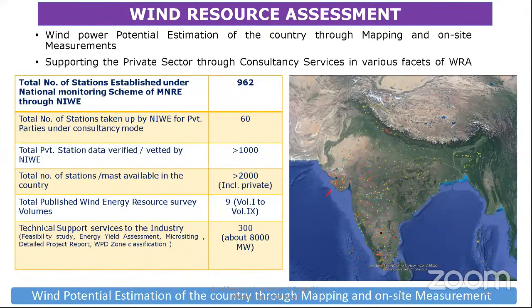All over the country, we have already installed almost 990 meteorological stations. The private sector has also installed more than 2,000 meteorological masts across the country. And we have provided technical support service for more than 9,000 megawatts.